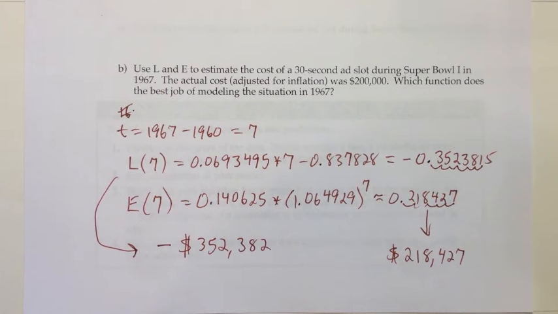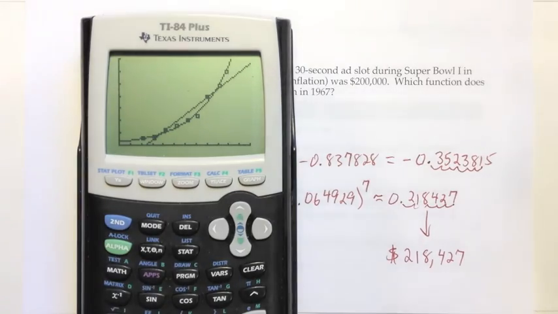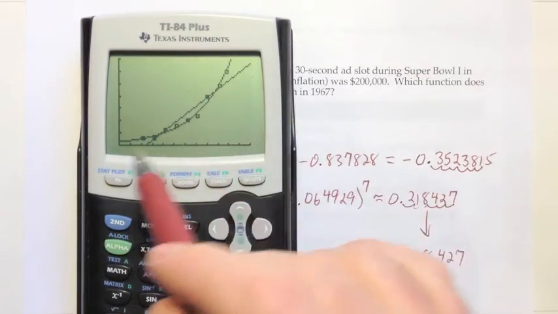I actually would disagree with that. I think that the exponential is better because it fits the overall pattern of the data better. I'm not going to focus on just 1967 and see which one does a better job. I want to look at the whole data set and see which one does a better job. And when you do that, it definitely seems to me like the exponential fits better.